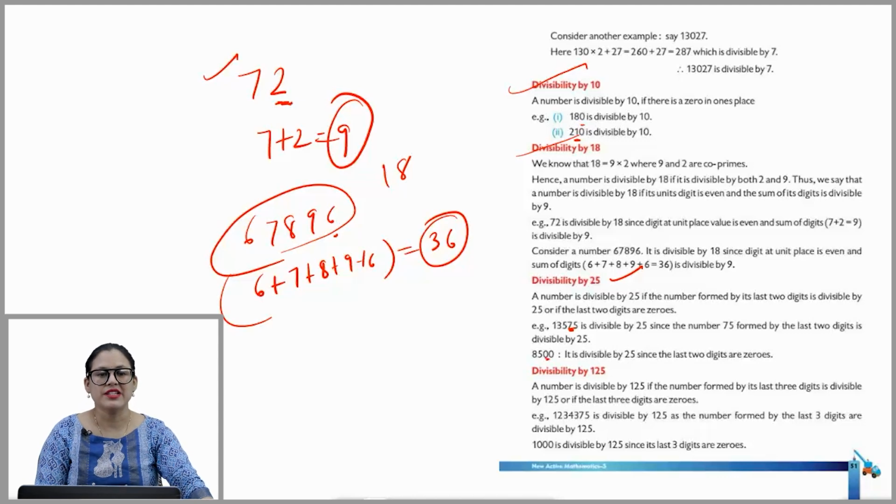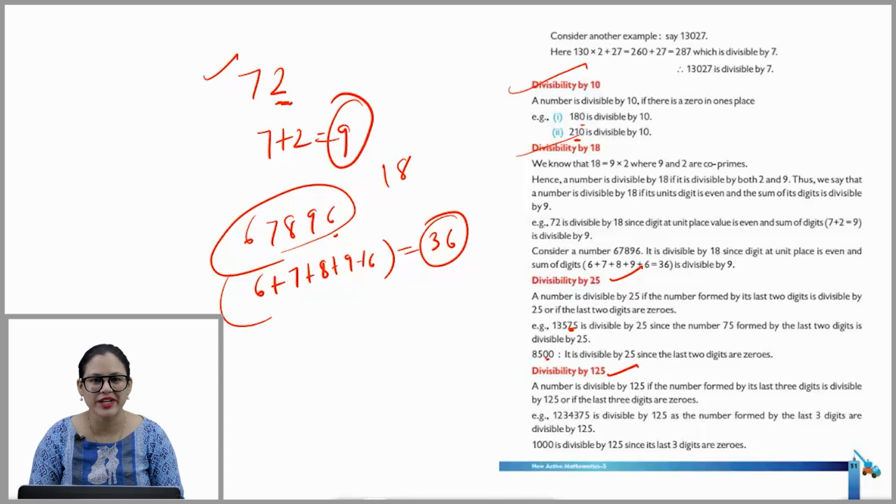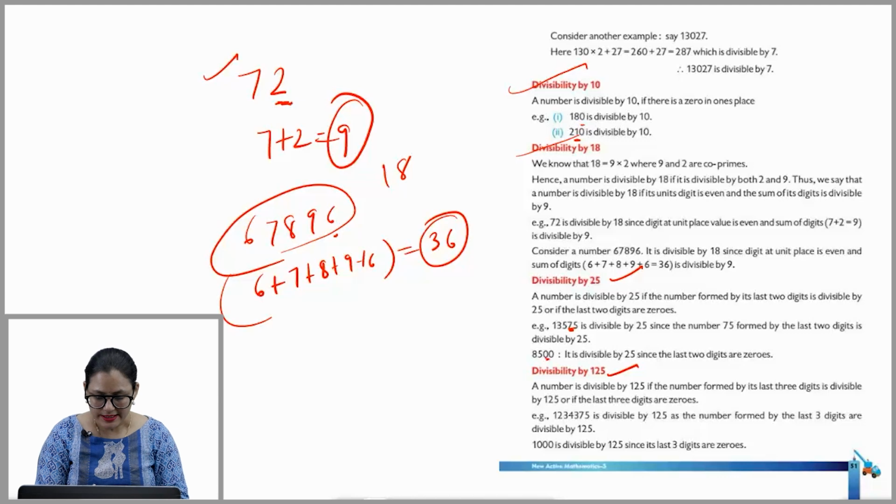Okay, next, divisibility by 125. A number is divisible by 125 if the number formed by its last 3 digits is divisible by 125, or if the last 3 digits are zeros. Example is this. See the last 3 digits, 375. It is divisible by 125, so the whole number will be divisible by 125. And 1000 has 3 zeros, so it is divisible by 125, right?